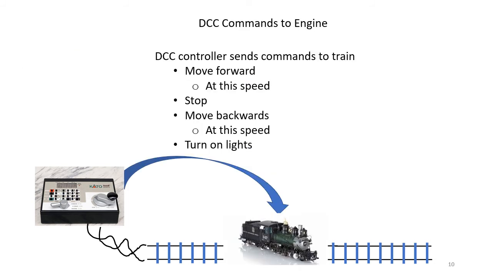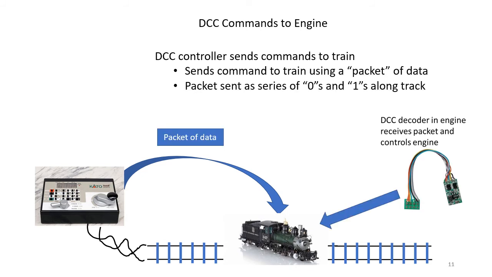So the DCC controller uses these plus and minus pulses to send digital 0s and 1s to instruct individual trains to move forwards at a certain speed, to stop, to move backwards at a different speed, to turn on or off lights, to sound its whistle. And the DCC controller can do this to different engines, as I mentioned, on the track without interfering with what's happening to the other engine. You send a command to engine number 2, engine number 1 will totally ignore that command, and I'll explain how this is done in subsequent videos.